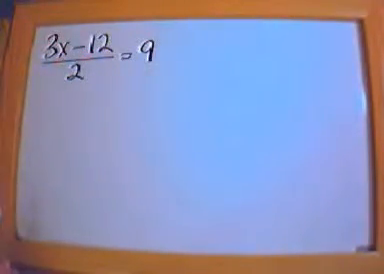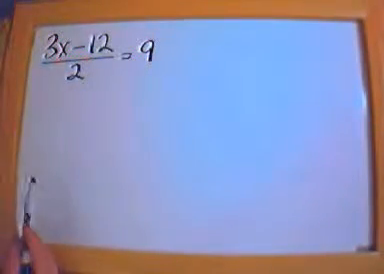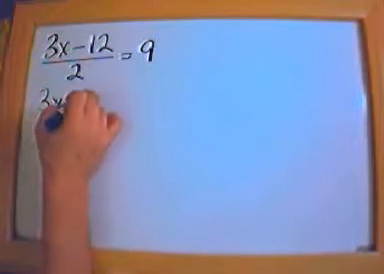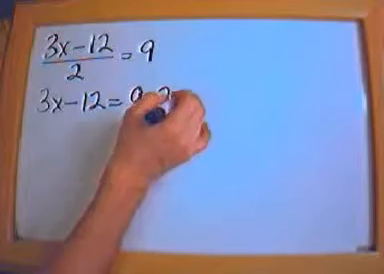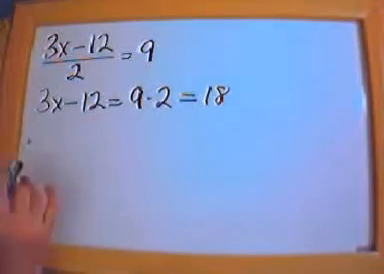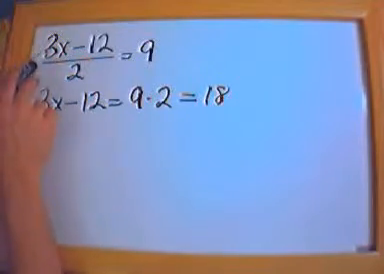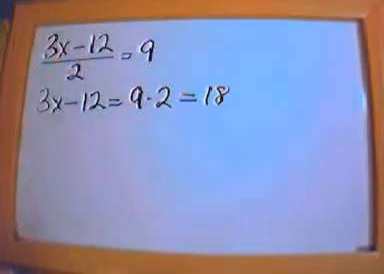So how do we get rid of this 2? Well, the whole thing's being divided by 2, so I'm going to multiply both sides by 2, and that'll get rid of that. That'll leave me with 3x minus 12 is equal to 9 times 2, and 9 times 2 is 18. I multiply both sides by 2. On the left-hand side, 2 divided by 2 is 1, so it just disappears. I'm left with the top equals 18.